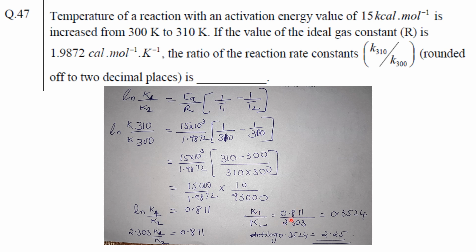So log K1 by K2 will be 0.811 divided by 2.303. That will give you 0.3524. 2.303 is for conversion of ln to log value. Then you have to find the antilog of 0.3524, that is 2.25. So the answer here is 2.25.